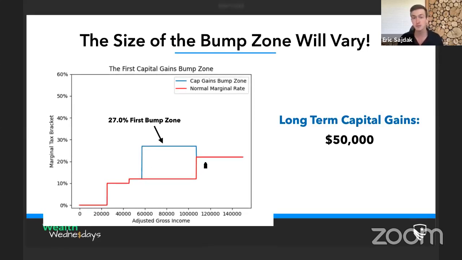Now, if you had $50,000 of long-term capital gains, well, guess what? This bump zone is $50,000 wide now. Again, this makes sense because as you add more taxable income, it's moving more of your money into being taxed at 15%. Every dollar of additional taxable income is going to move $1 of those long-term capital gains into being taxed at 15%. So it's a $50,000 wide bump zone, if you will. Okay, and every bump zone thereafter is going to be just as large as well.